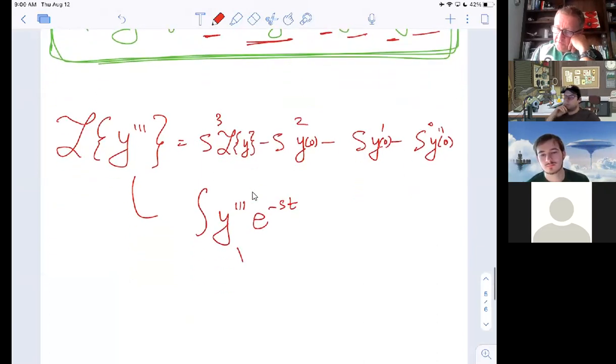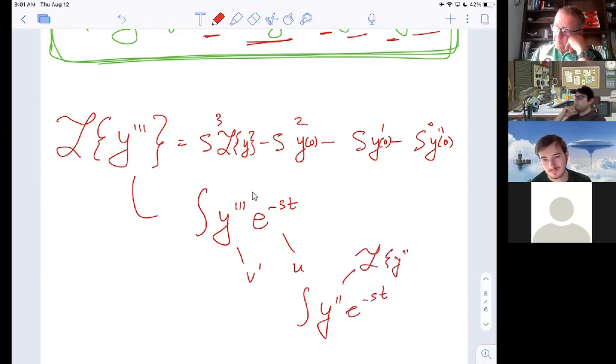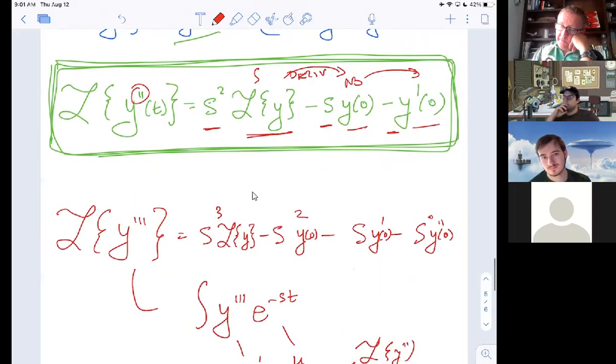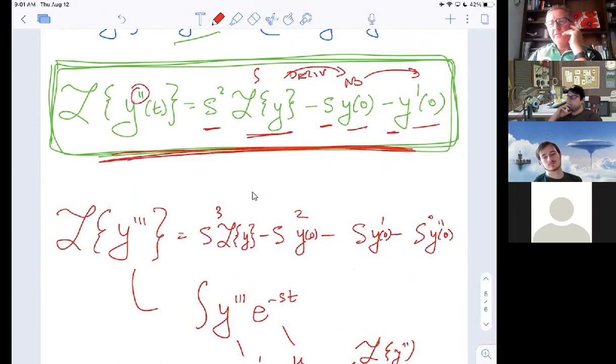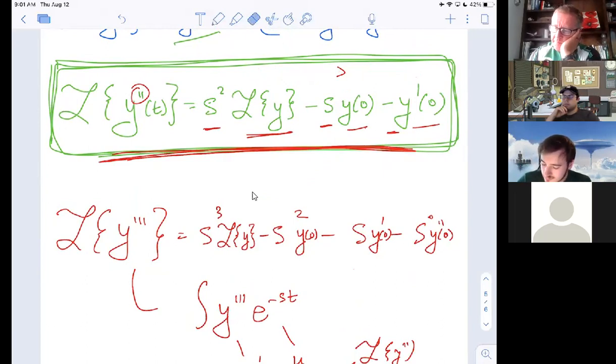And if you do what we did before, which is say that's my v prime and that's my u, then aren't you going to end up with some gobbledygook and then the integral of y double prime? And then you can say, oh, look, that's the Laplace transform of y double prime. And I know y double prime's Laplace transform. I just did that a second ago. You could slow down and do that one more time, to convince yourself that the pattern I'm showing you is actually going to persist. In the interest of time, I'm showing you that, I guess you could say a little prematurely, perhaps.